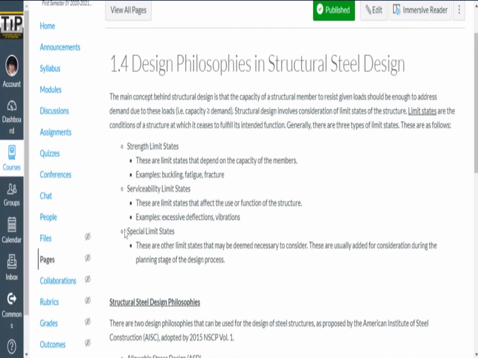Okay? And then lastly, we have the special limit states. These are other limit states that may be deemed necessary to consider. So other limit states apart from these two, we list as special limit states. So these are usually added for consideration during the planning stage of the design process. So meaning we decide some of these special limit states depending on the client specifications and preferences. So we will not dwell more on this. So usually we will focus ourselves in design considering these two types of limit states.